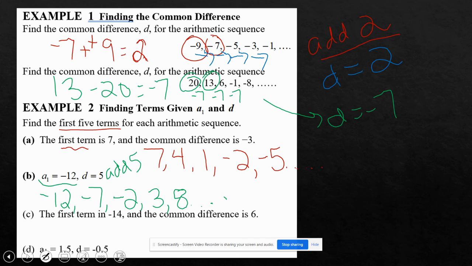For letter C, the first term is -14. So the first number I'm going to write down for my sequence or my list of numbers is -14. Our common difference is +6. So that means we're adding 6 every single time. -14 plus 6 is -8. -8 plus 6 is -2. -2 plus 6 is 4. And 4 plus 6 is 10. So the first 5 terms in our sequence, or the first 5 numbers in our list using this rule, are -14, -8, -2, 4, and 10.